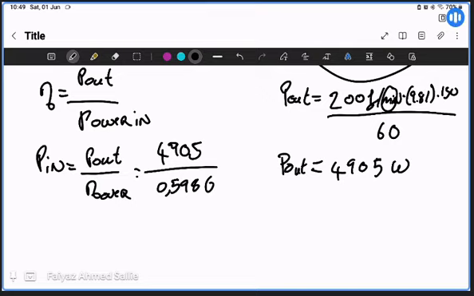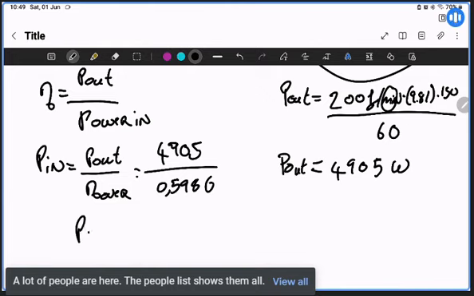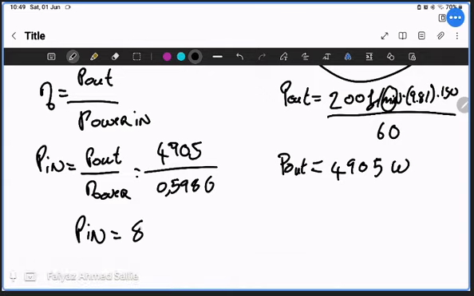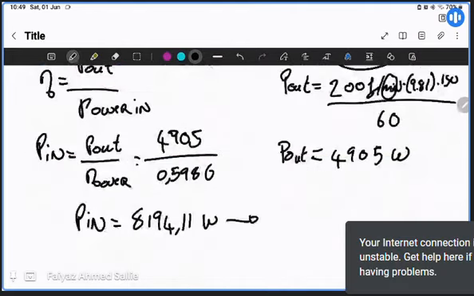So when I put this in the calculator, 4905 over 0.5986, we have an input power of 8194.11 watts.